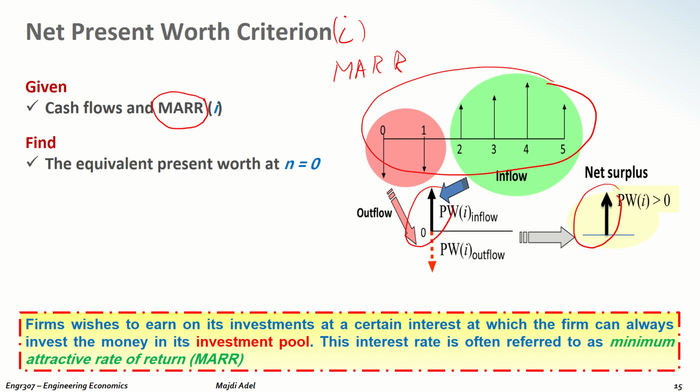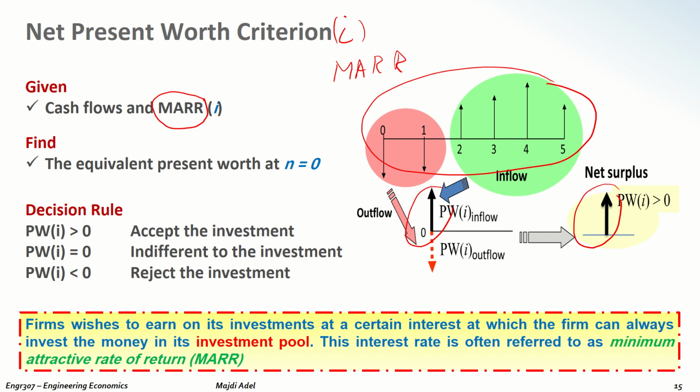So what's required is to find the present worth at n equals 0, and how to decide, the decision rule: if the present worth is greater than 0, the project is profitable and is accepted. If the present worth is negative, less than 0, then the project is not profitable, it is rejected. And if present worth equals 0, it is indifferent. It's not going to make me poorer, and it's not going to make me richer.